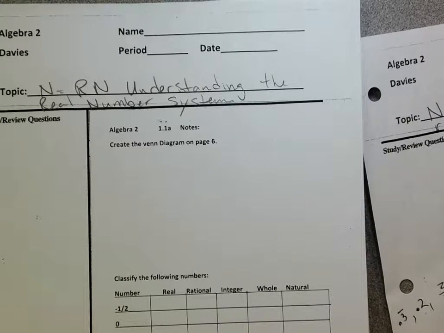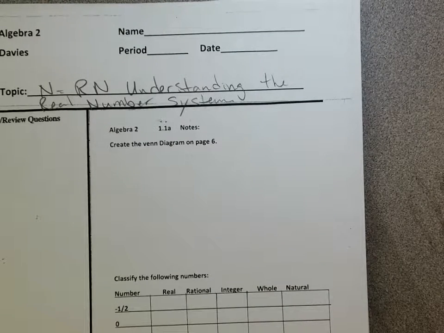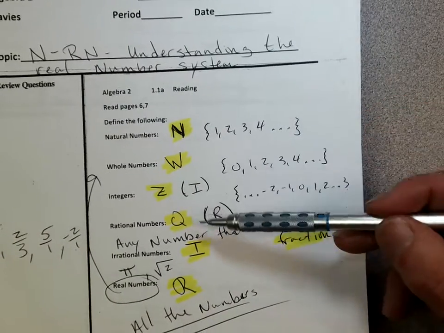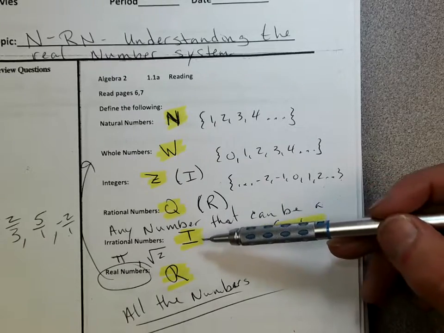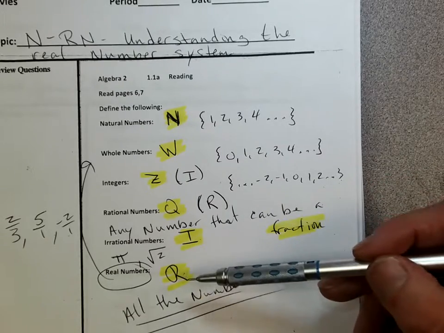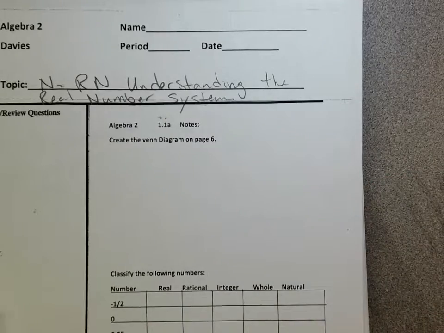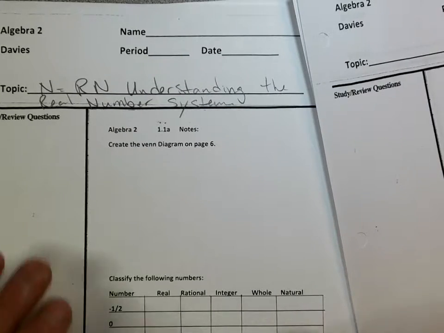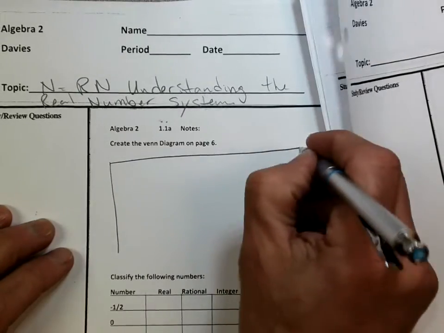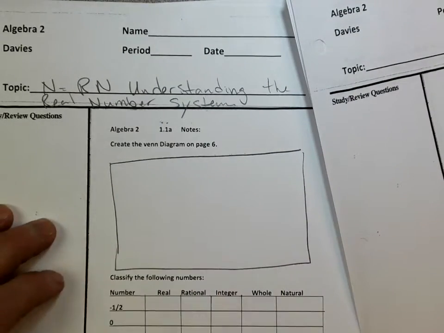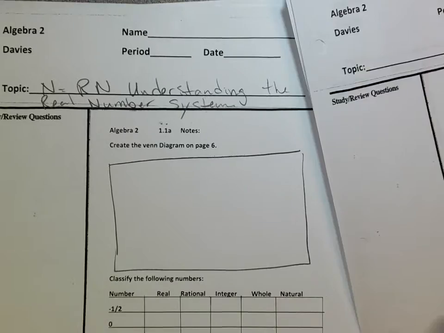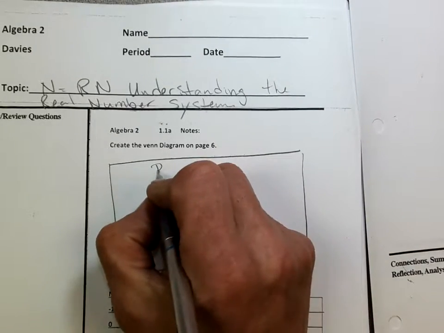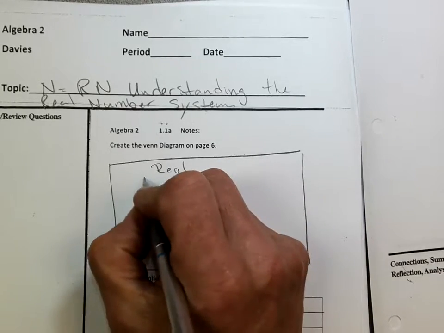So, first of all, we talked about the number system. We've got the natural numbers, the whole numbers, integers, rational numbers, irrational numbers, and then finally the real numbers. Okay. So if we go to page 6, they've got this thing called a Venn diagram. So you start off with this chart, and in this chart, it's going to cover all of the real numbers. So these are all my real numbers.